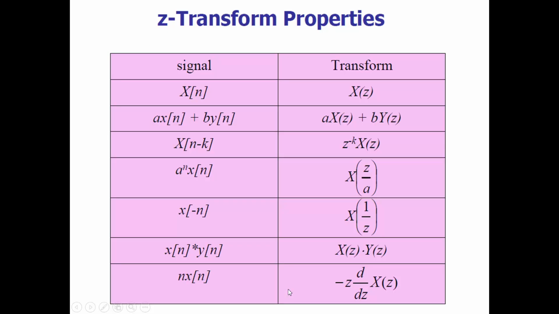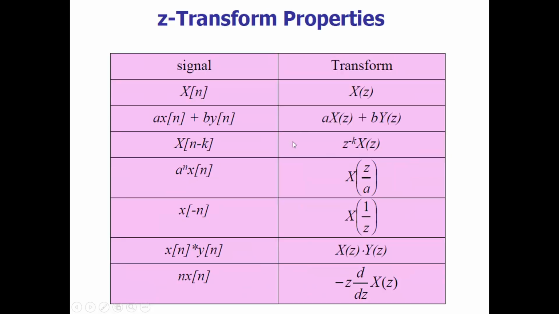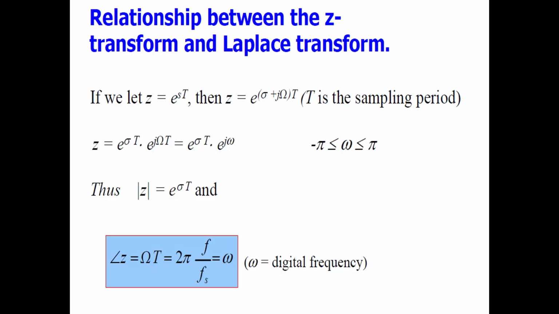Actually, this property of the Z transform is used here. Alpha to the power n u[n] is 1 over 1 minus alpha z to the power minus 1, and we can recover the sequence back. Now let us try to understand the relationship between the Z transform and the Laplace transform.